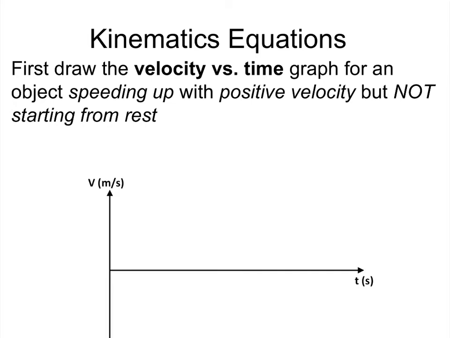So the first thing we want to do is draw the velocity versus time graph for an object speeding up with a positive velocity, but not starting from rest. So go ahead and try and do that. Maybe you want to pause the video briefly so you can try and do it on your paper first before I go through it. Okay, so what that should look like is we should have a line here starting with some positive velocity and then speeding up, going away from our x-axis, just a straight line with a positive slope.